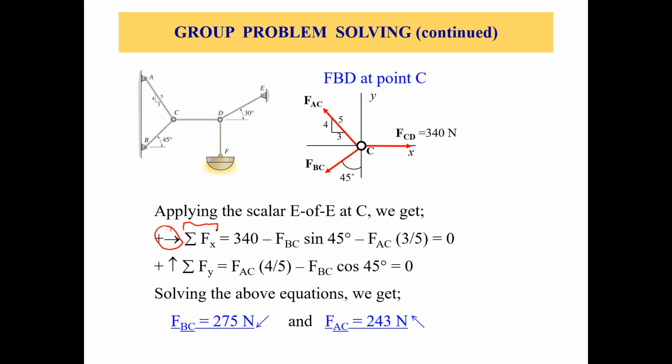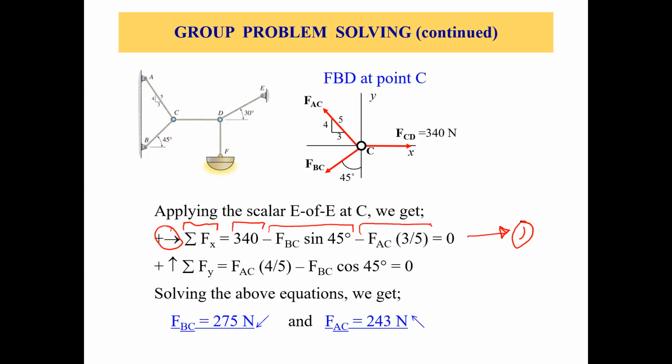How many forces are in the x direction? If you look at the free body diagram, we have three forces in the x direction: FCD, a component of FAC, and the x component of FBC, right? So we have a 340 newton positive force acting rightward, and both of the other forces are negative, acting leftward. So it's 340 minus FBC times sine of 45 degrees minus FAC times 3/5 equals 0. This gives us our equation 1.